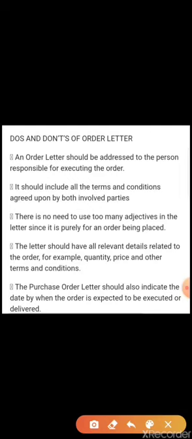The purchase order letter should also indicate the date by when the order is expected to be executed or delivered. When you are placing an order, you must mention that we want the delivery at our place up to this date. हमें इस डेट तक डिलीवरी चाहिए, वो क्लियर होना चाहिए इस लेटर में. That should be clear.